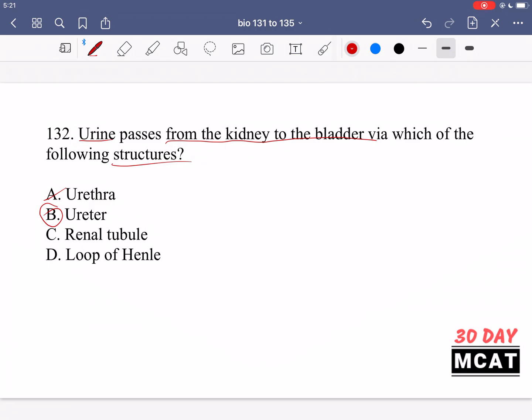C, the renal tubule, and then D, the loop of Henle. These are both parts of the nephron inside the kidney. So they're responsible for adjusting the concentrations of things like ions, water, as well as other molecules that are in the urine. So they adjust the concentration and the components of the urine. But none of these are structures which are responsible for carrying the urine from the kidney to the bladder. The correct answer here is the ureter, option B.